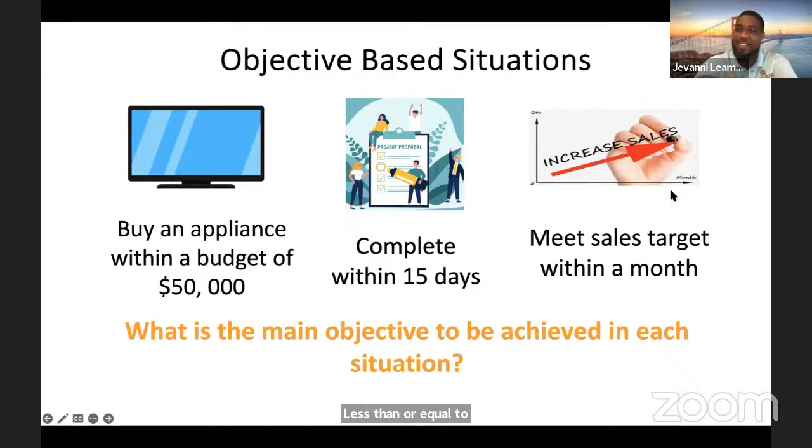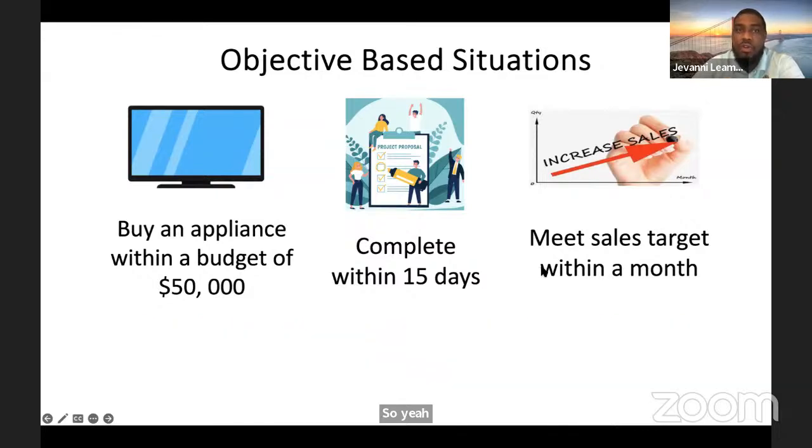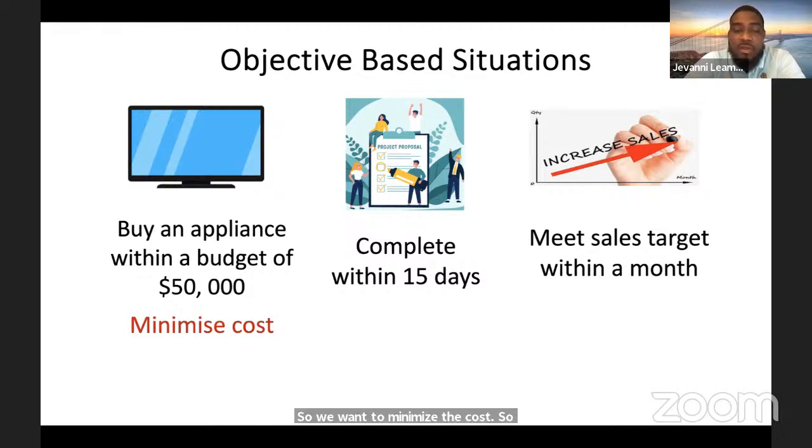That's nice to know. Josiah? I would say aim for an appliance to be at least $50,000. All right, let's see. So we can say that we want to minimize the costs, right? So we want to minimize the cost. So as everybody would have said, we want it to be within the 50,000 margin, in the 50,000 range, right? Equal to 50,000 or less.